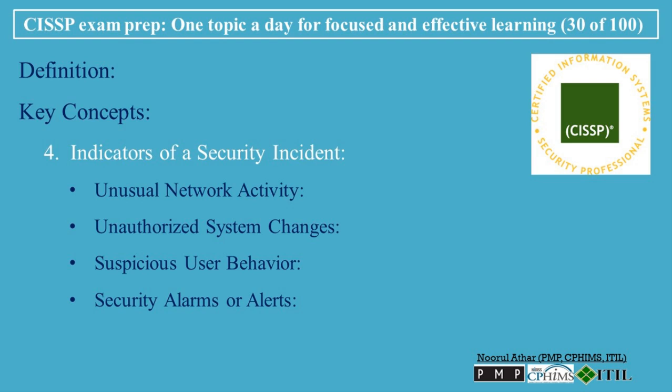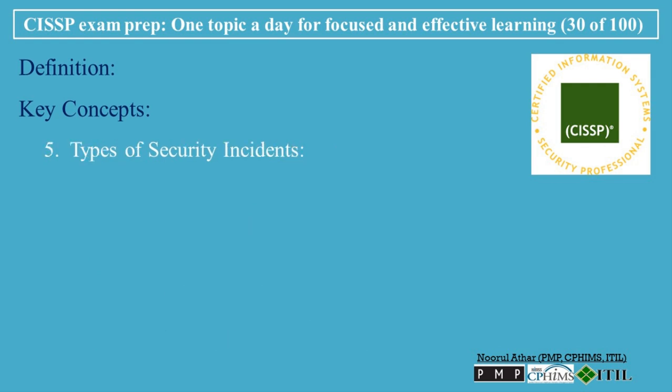Security alarms or alerts, systems such as intrusion detection systems, IDS, firewalls, or security information and event management (SIEM) tools generate alerts indicating potential security threats. Unexpected software installations, the appearance of unapproved or unknown software on systems can be a sign of malware infection or malicious activity.